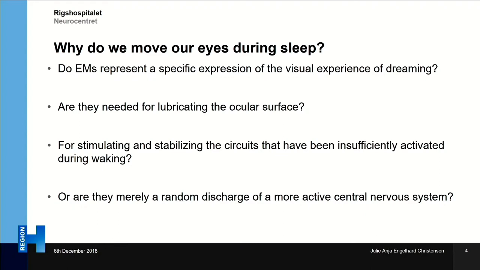A lot of hypotheses have been set up on this. Maybe the most popular one is the scanning hypothesis, which basically says that eye movements represent a specific expression of the visual experience when we dream. But there are also some other hypotheses: that we need to move our eyes during sleep for lubricating the ocular surface, or to stabilize or stimulate the circuits that have not been sufficiently activated during waking, or that they are merely a random discharge of a more active central nervous system.